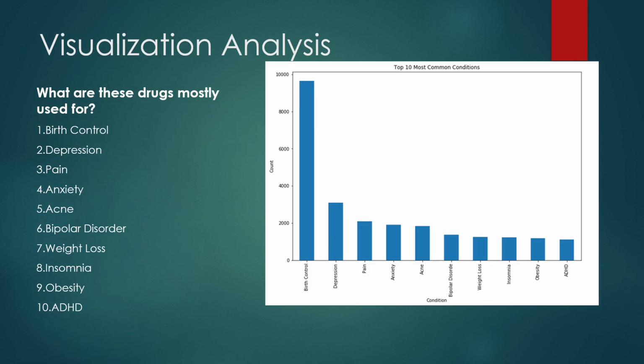Okay, let's see what these drugs are mostly used for. Here is the top 10 most common conditions graph. We are familiar with these most common conditions like birth control, depression, pain, weight loss. It makes sense that something like birth control would have more reviews than something less common.